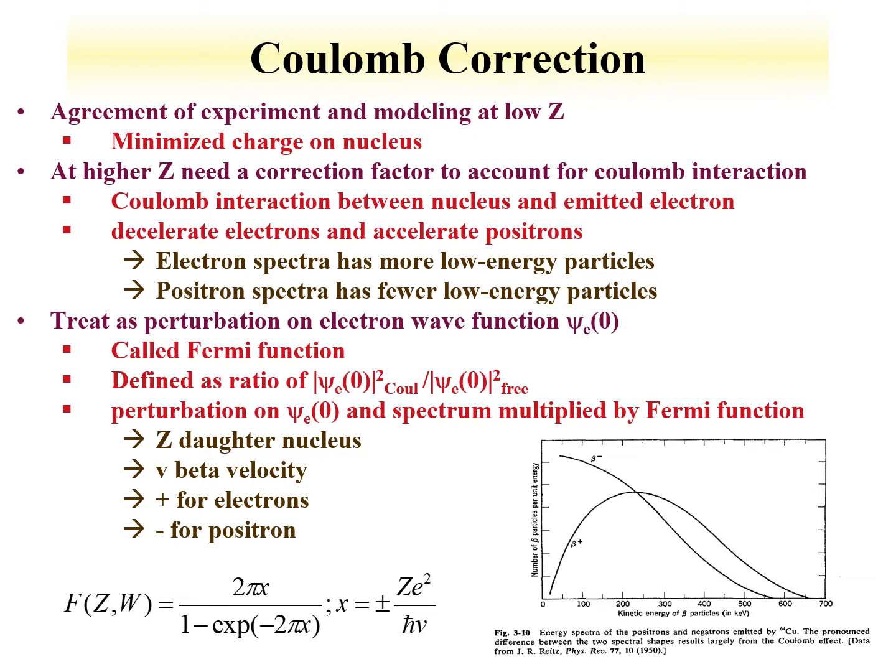This perturbation is also called the Fermi function, and it's defined as the ratio of the electron wave function, so the probability to find the electron with the Coulomb versus the same probability without the Coulomb. And on the wave function, the spectrum can be multiplied by this Fermi function to account for the Coulomb correction. And that equation is shown here, where I have certain terms such as the Z of the daughter nucleus, the beta particle velocity, and positive for electrons and negative for positrons.